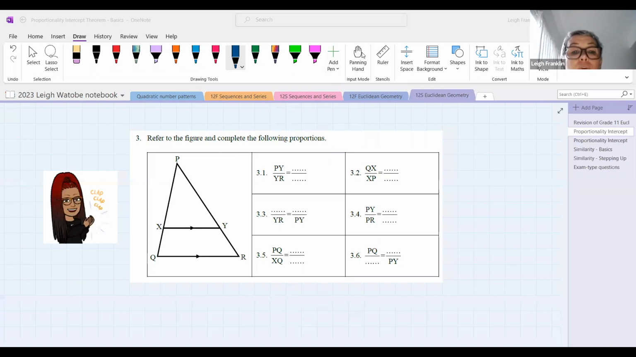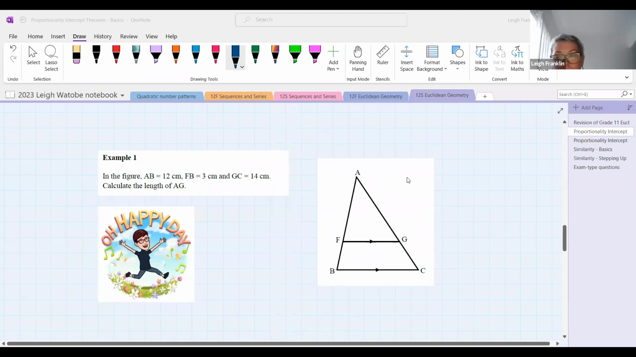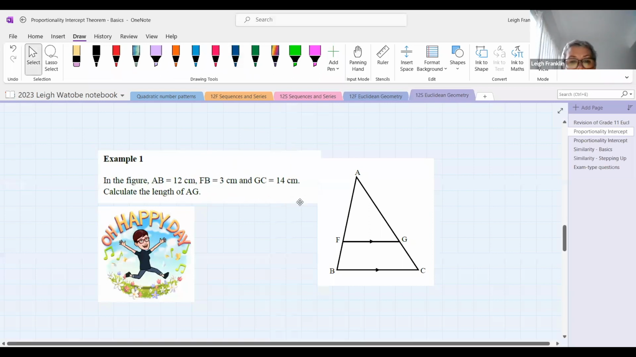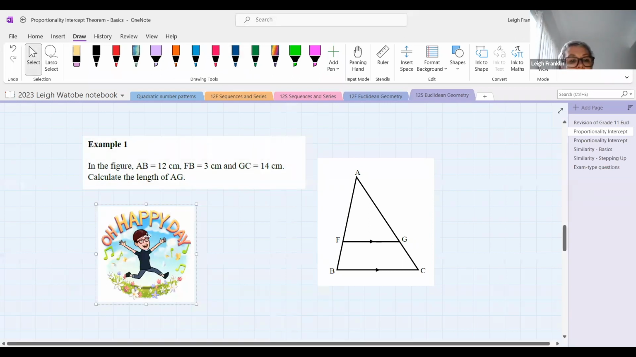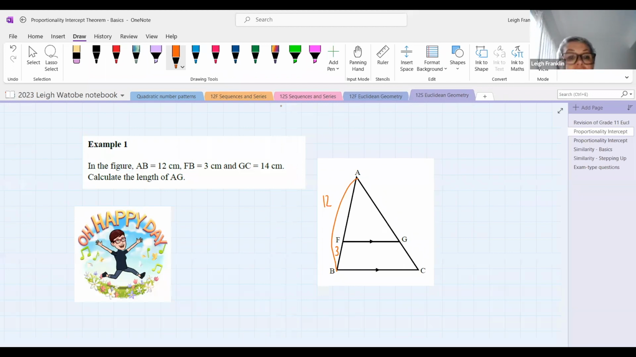Let me then go and show you how we would apply this. Here's the first example. We have been given a triangle, the same triangle that we've been working with, and they've told us that AB is 12 centimeters in length. So this entire side from A to B is 12 centimeters. FB, this little bit, is 3 centimeters. GC is 14 centimeters. They want us to calculate the length of AG.